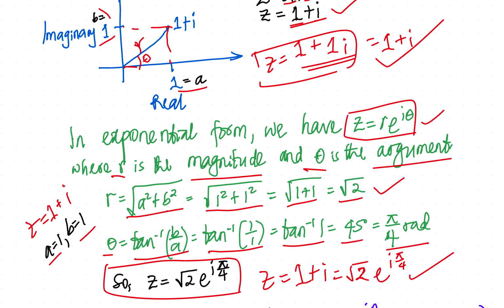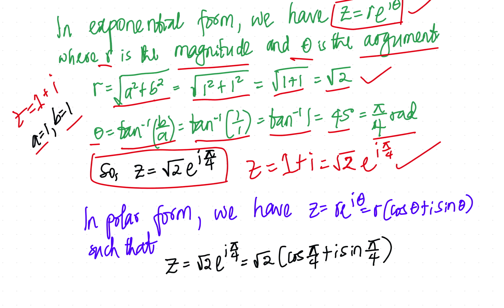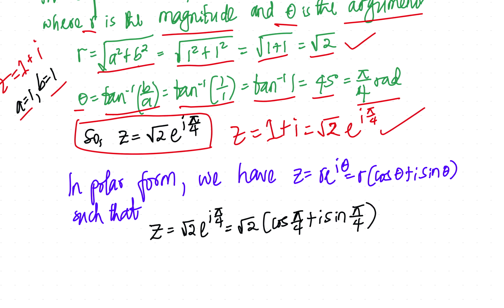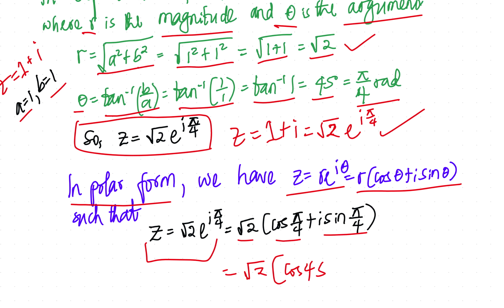The last form you need is the polar form. And once you have the exponential form, the polar form becomes pretty easy to handle. In polar form, we have Z equals r e raised to power i theta, and that's exactly the same thing as r into cos theta plus i sin theta, which is the Euler formula. In this case, Z equals root 2 e raised to power i pi over 4. That is the same thing as root 2 into cos pi over 4 plus i sin pi over 4. If you like, you can make it in degrees, so you can say root 2 into cos 45 degrees plus i sin 45 degrees. And that's how that goes.